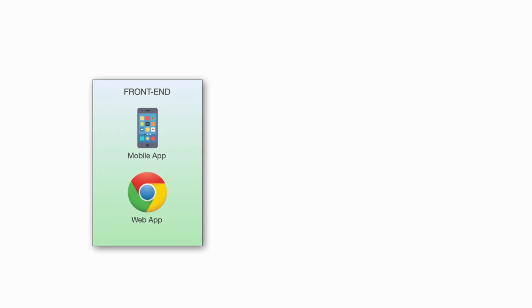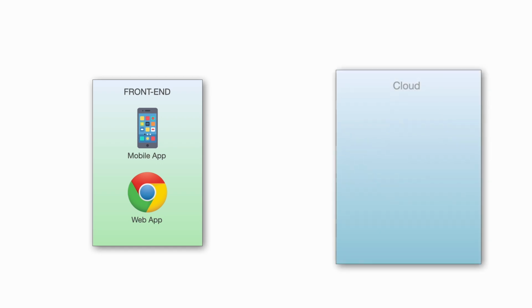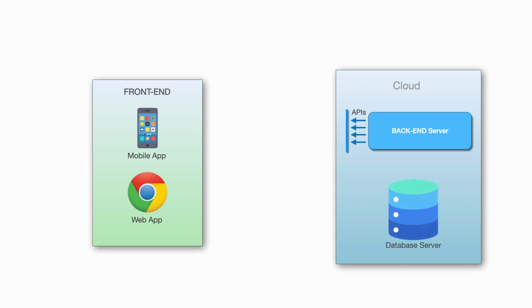Frontend is usually a web or mobile app that the users see and use to interact with the application. The backend is where all the behind the scenes processing happens and is generally deployed in a cloud platform. The backend server exposes APIs for the frontend to communicate with it. The database server stores all the data and communicates with your backend server. The frontend uses HTTP requests in most cases to communicate with the APIs exposed by the backend server.